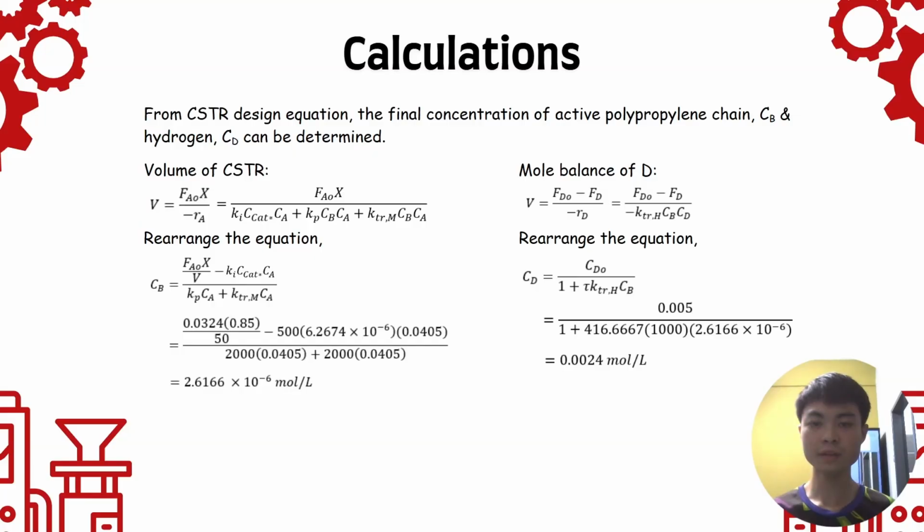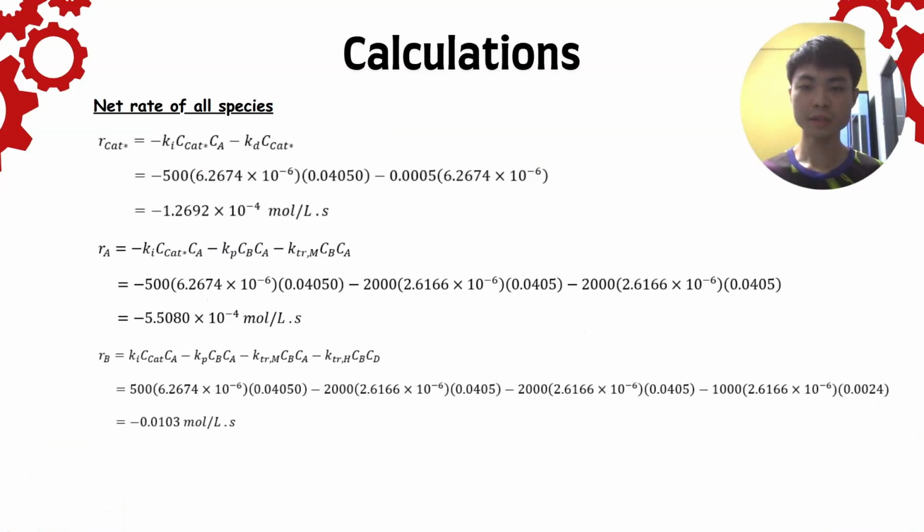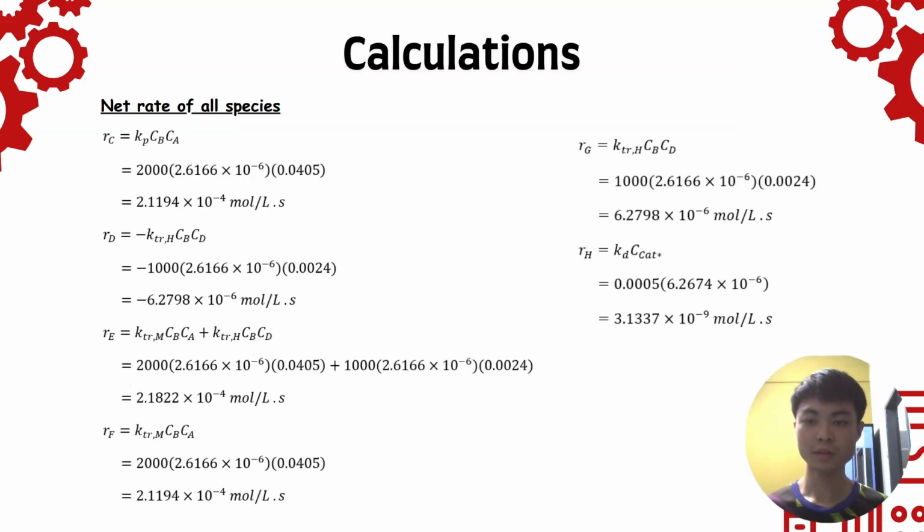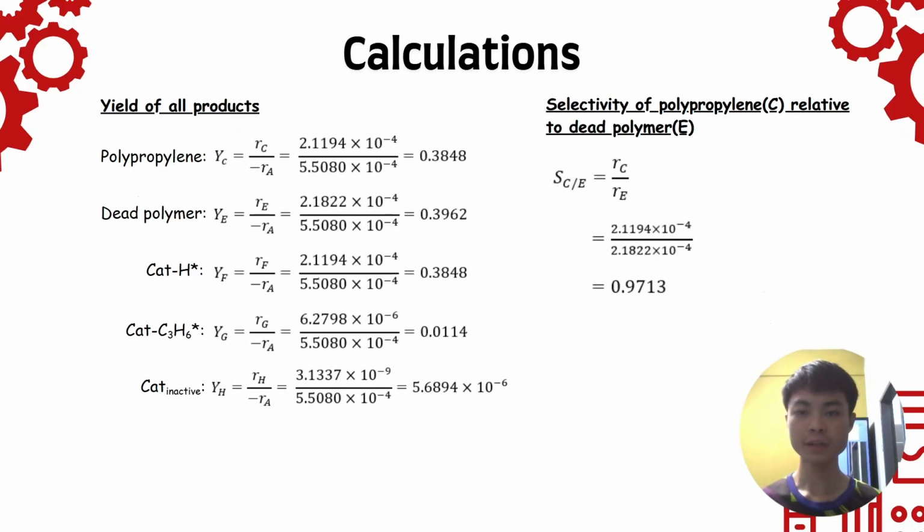Then from the CSTR design equation, we can determine the final concentration of active polypropylene chain Cb and the final concentration of hydrogen. And then we can substitute all the values we obtain to calculate the net rate of all species: the active catalyst sites A, C, D, E, F, G, and H. And then we can calculate the yield of all products by using the formula the net rate of the products divided by negative Ra. And for the selectivity of polypropylene relative to that polymer, we can calculate by using the formula Rc divided by Re, and we will get 0.97.